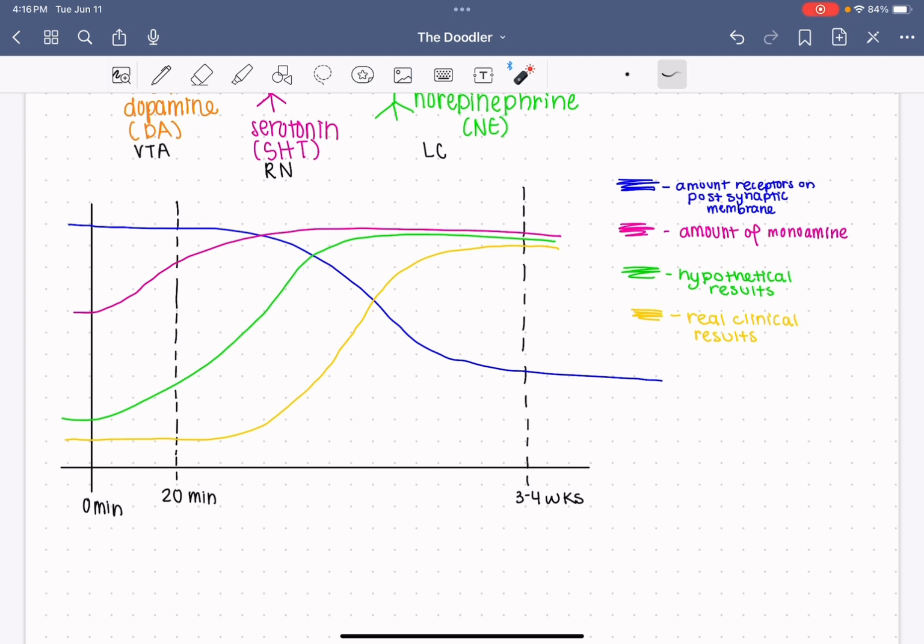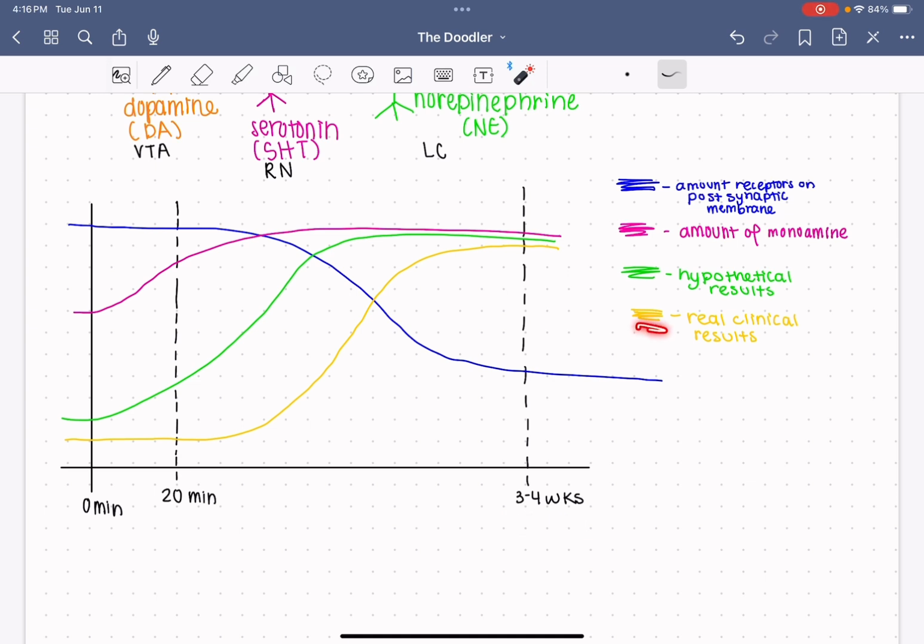But if the increase directly caused depression, like just having a low amount, then we would see this green line here. This is the hypothetical result. You would see this huge spike, and they would both be increasing really quickly towards this asymptote, so there would be a really quick improvement, and it wouldn't take 3 to 4 weeks to improve because it doesn't take that long for the levels of monoamine to increase from the drug.